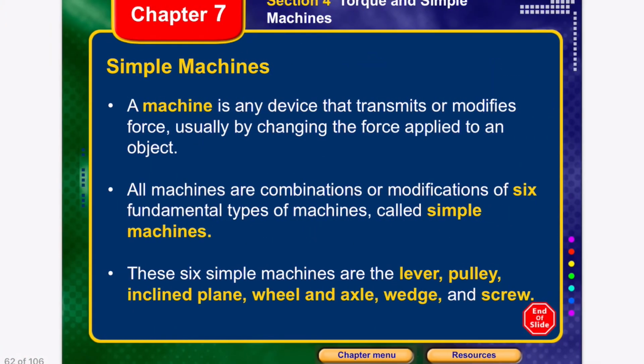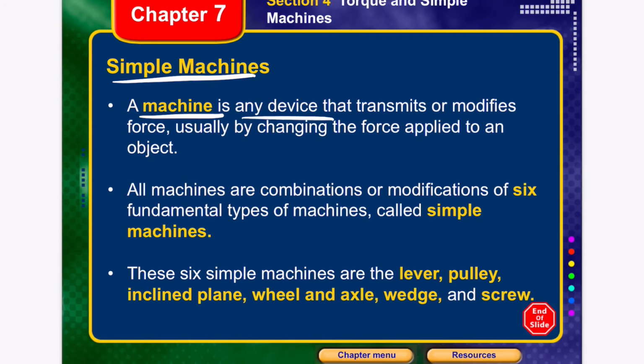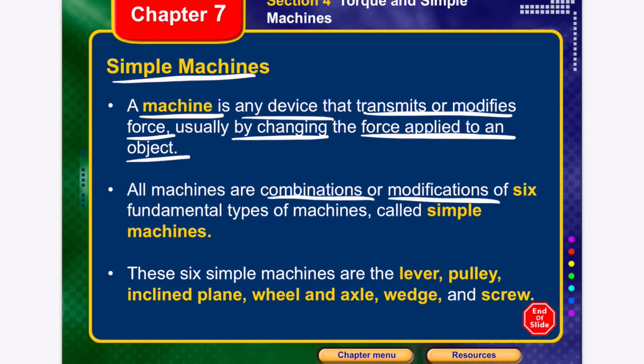So let's finally talk about the final topic, simple machines. So what is a machine? A machine is any device that transmits or modifies force, usually by changing the force applied to an object. Now all machines are generally combinations or modifications of 6 fundamental types of machines called simple machines.